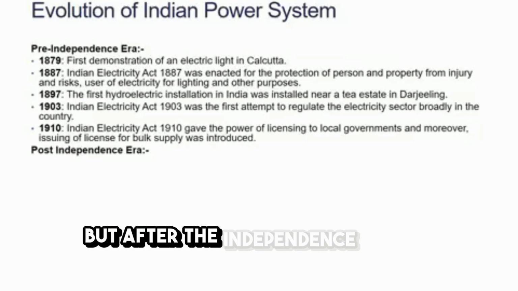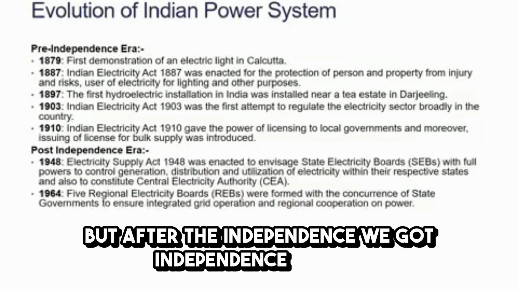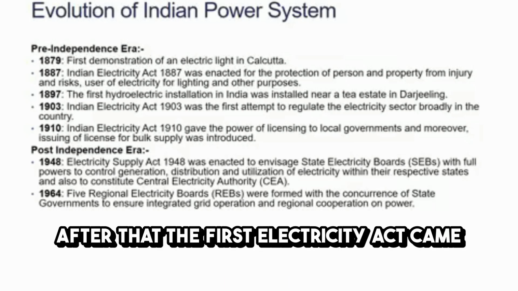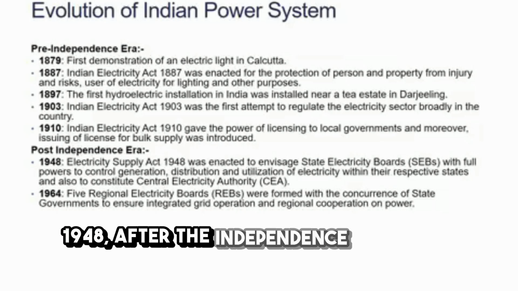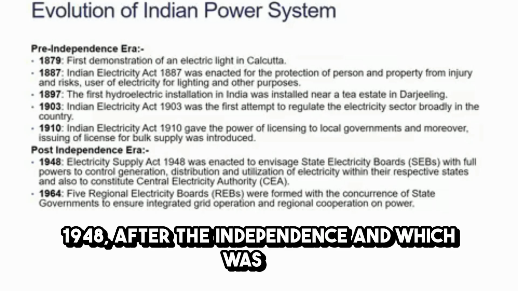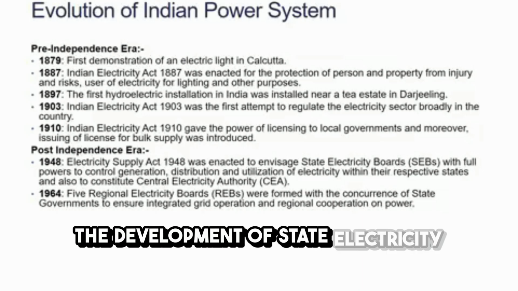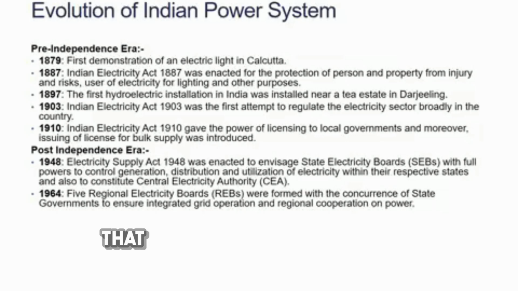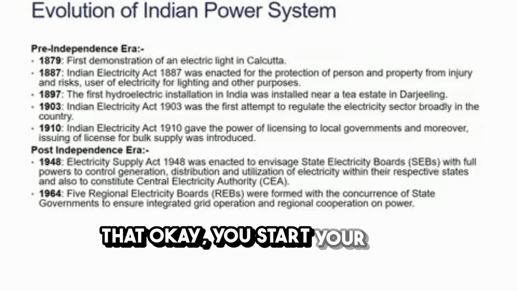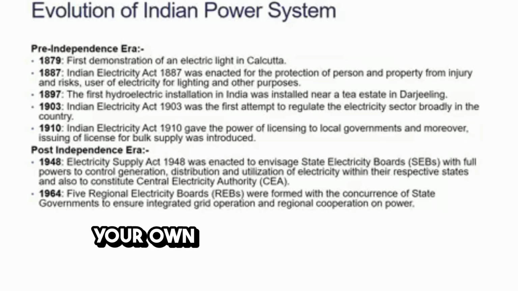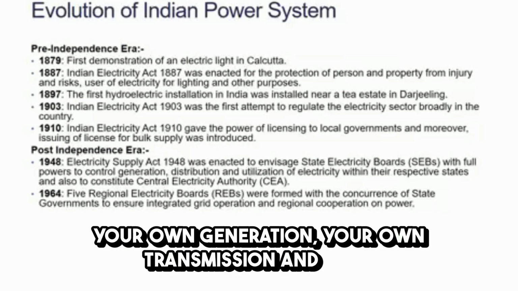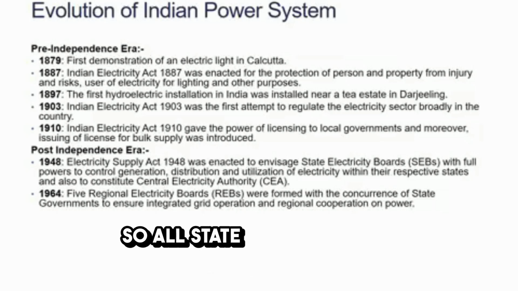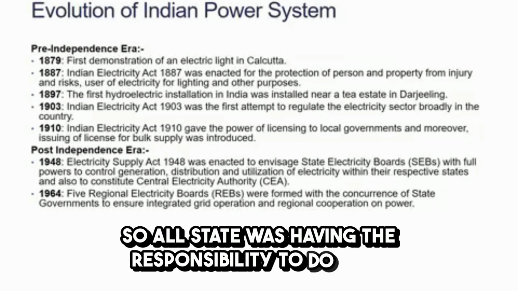But after independence, we got independence in 1947. After that, the first Electricity Act came in 1948, which was on the development of state electricity boards. So all these states were given the responsibility that, okay, you start your own production, basically your own generation, your own transmission, and satisfy your own consumers. So all states had the responsibility to do that.